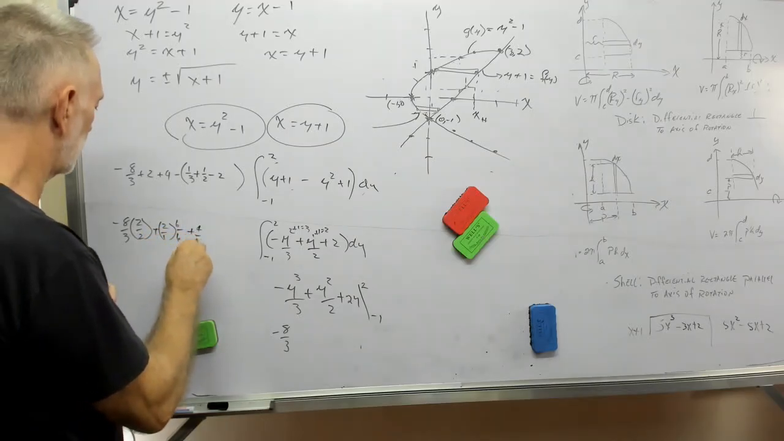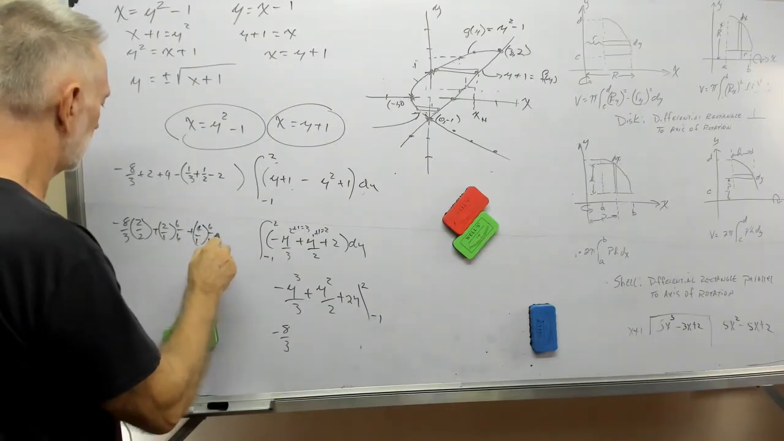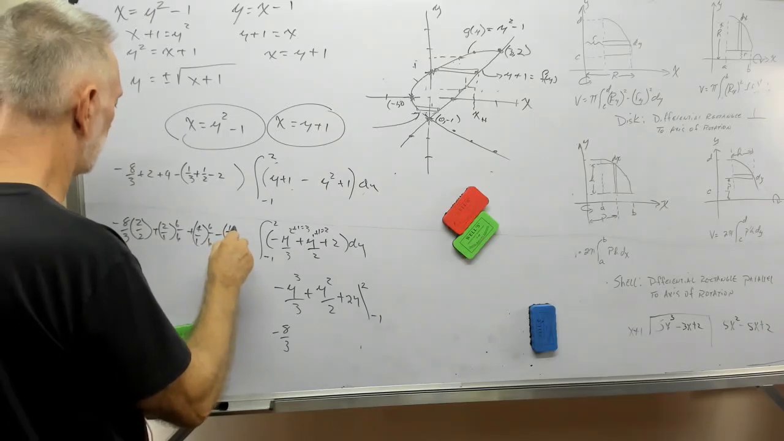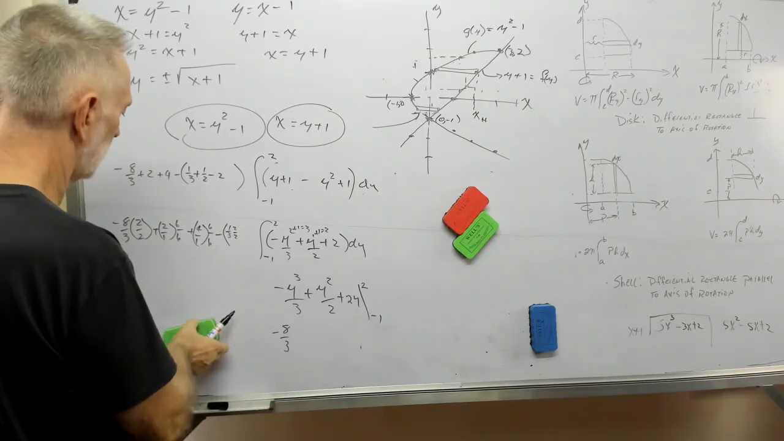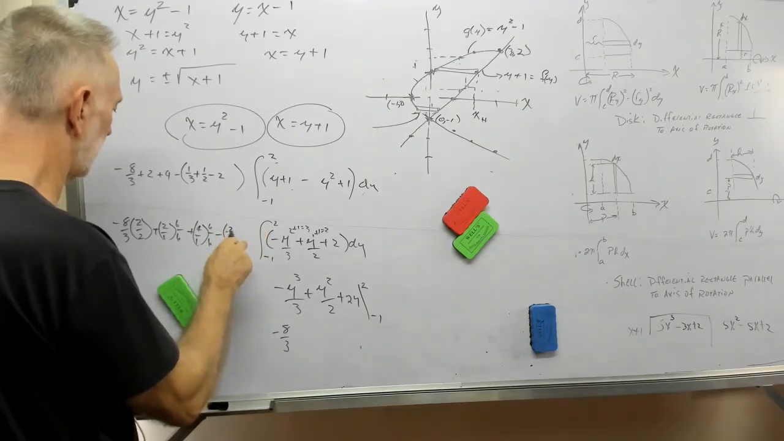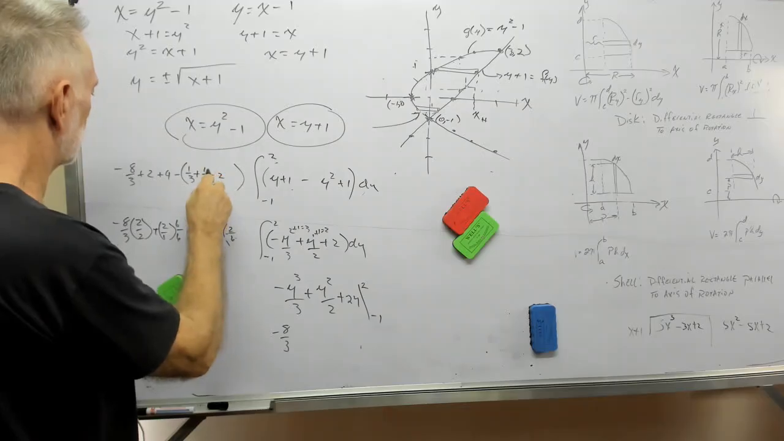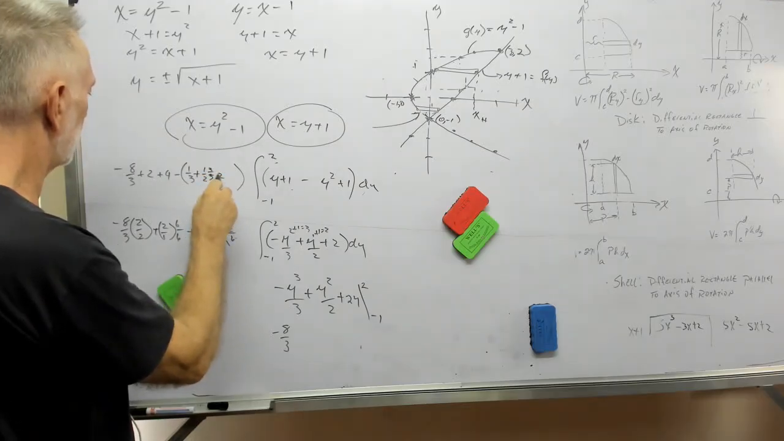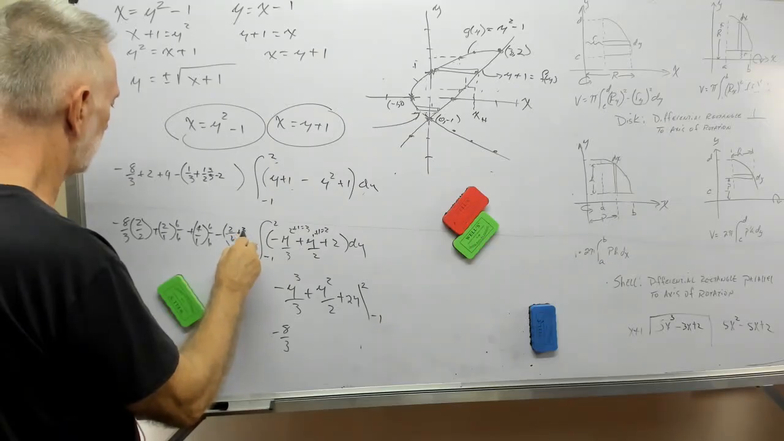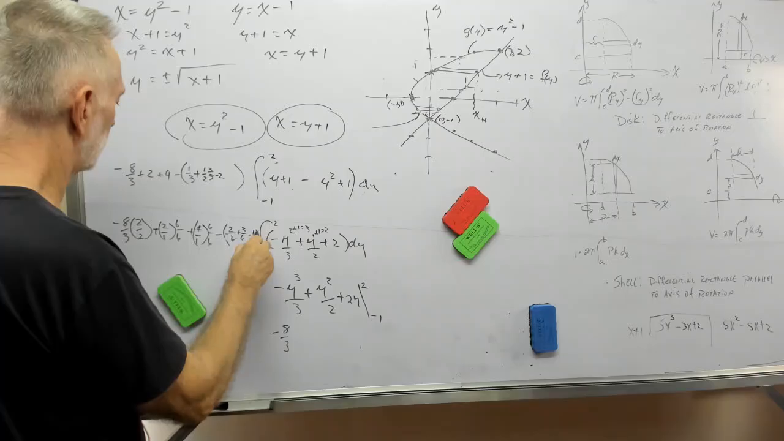Plus 4 over 1 times 6 over 6. Minus what? 1/3 times 2 over 2, that's going to give me 2 over 6. And this one's going to be 3 over 3, so that's 3 over 6. So it's plus 3 over 6, minus 12 over 6.